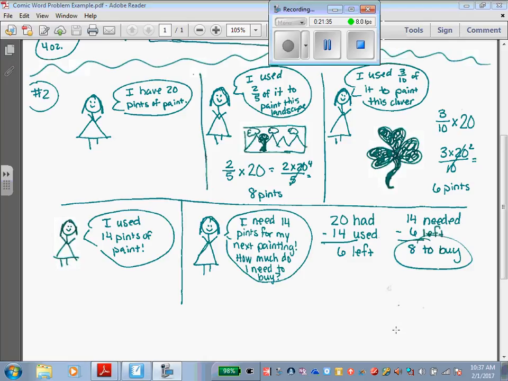So she had 20 pints. She subtracted the 14 pints that were used, because she said over here, I used 14 pints of paint. She's smart, she didn't have to show her work. So 20 that she had, 14 was used, so she had 6 pints left. And then she took the 14 pints that she needed, minus the 6 she had left, and she had 8 pints to buy. Okay? You gotta do the work.